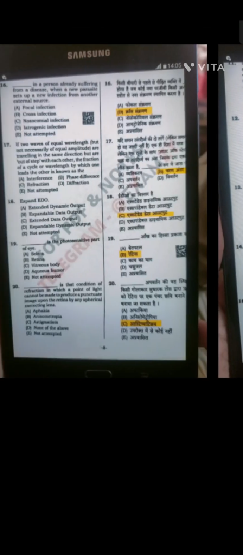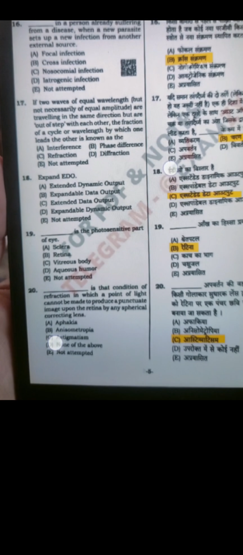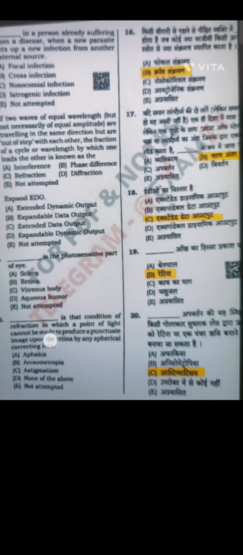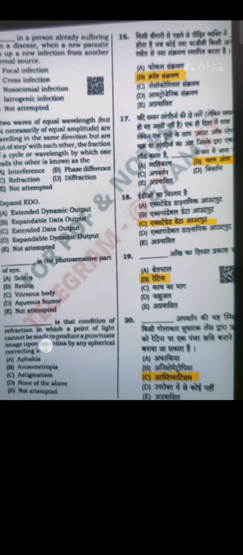Now the next question is the expanded form of EDO: Expandable Dynamic Output. EDO full form क्या होती है? Expandable Dynamic Output. So you can also see it in Hindi as well.